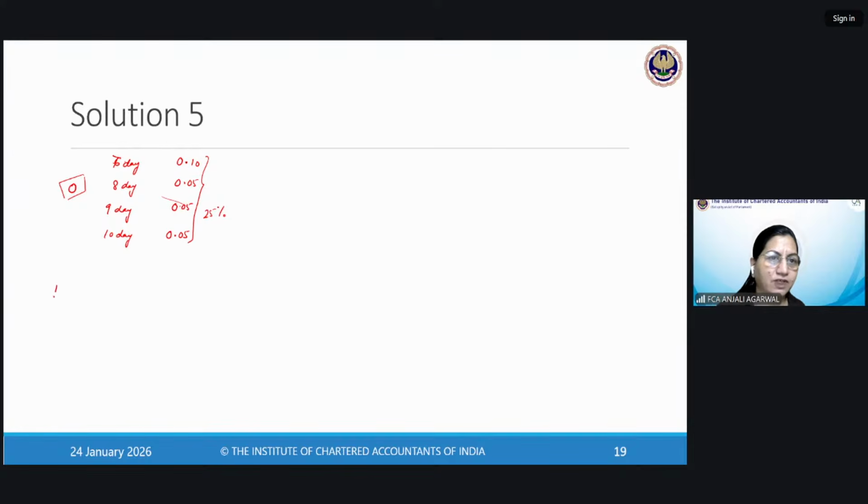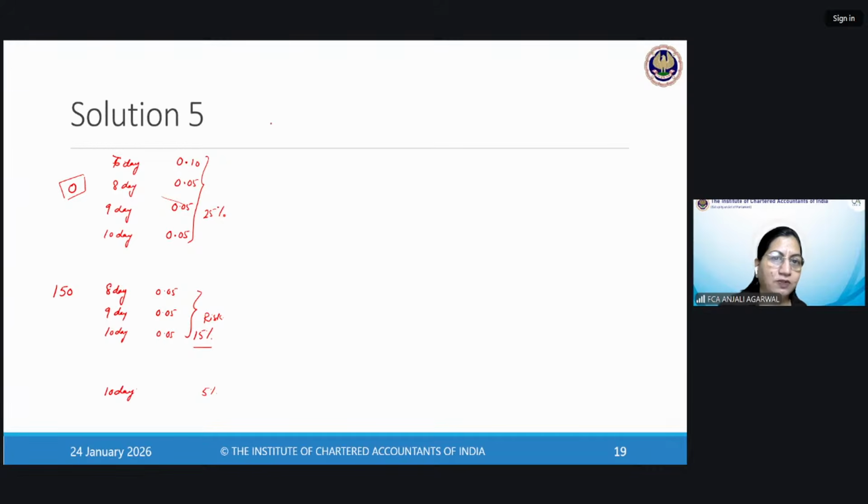That means keep a safety stock for the seventh day. And that means if the delivery takes 8 days, 9 days, 10 days, then you are out of stock by 0.05, 0.05, and 0.05. So you are out of stock by 15%. Risk is 15%. Okay. If you are taking only 5% risk, then just keep the 10th day possibility as a stock-out situation.